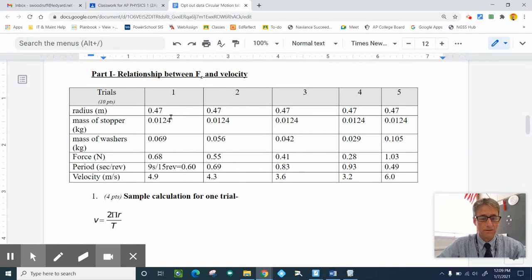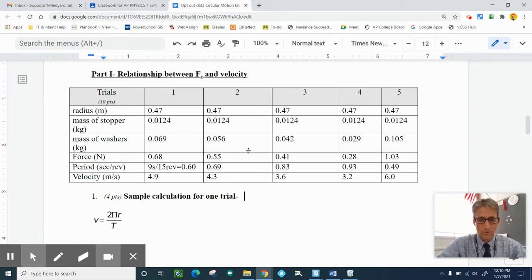So in this first part, we're looking at the relationship between the centripetal force, which is created by that downward pull of your washers. And so we took the mass of the washers and multiplied by g. m times g gives us the weight of the washers, which is then equal to the tension force in the string, which is then equal to that centripetal force. The same tension in the string is what's keeping that mass, that stopper, moving around in a circle. So we just took this and multiplied by 9.81 to get the forces.